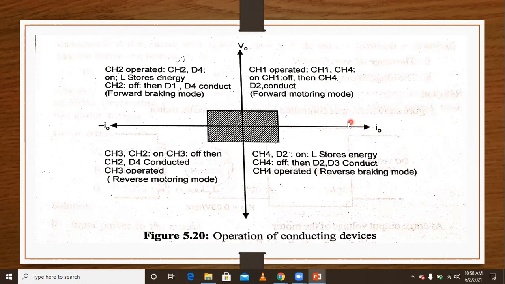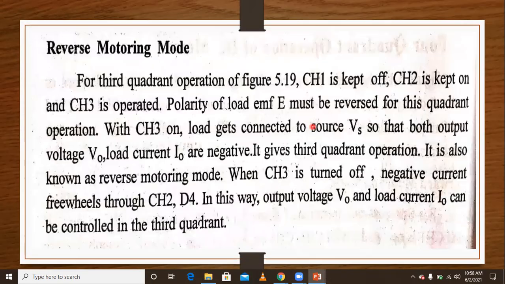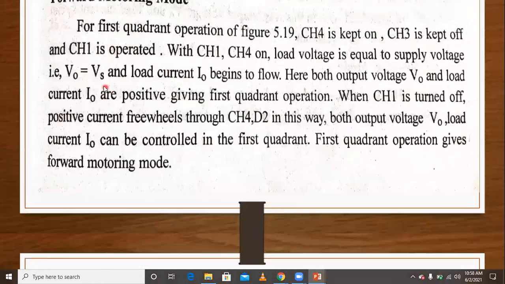After that, CH1 is in the off state, and CH4 and diode D2 connect. That means freewheeling action here. When CH4 and D2 are turned on, that is called freewheeling action. When chopper CH1 and CH4 are turned on, that is called motoring, with current flowing from source to load. Here when CH4 and D2 are on, the armature current decreases. Am I right? This is about forward motoring mode.